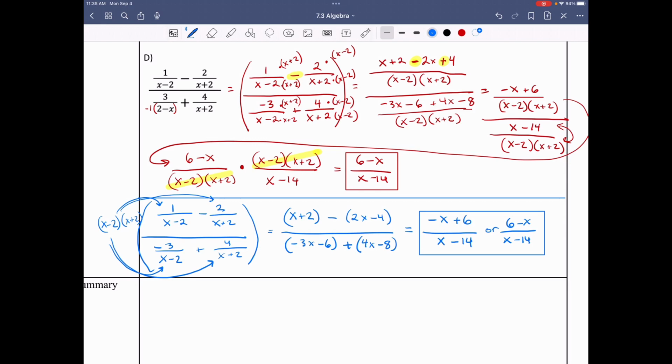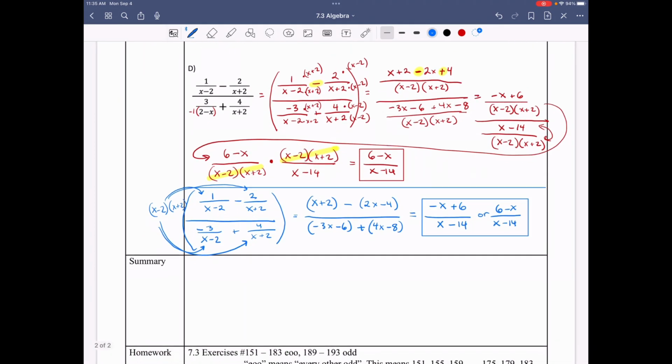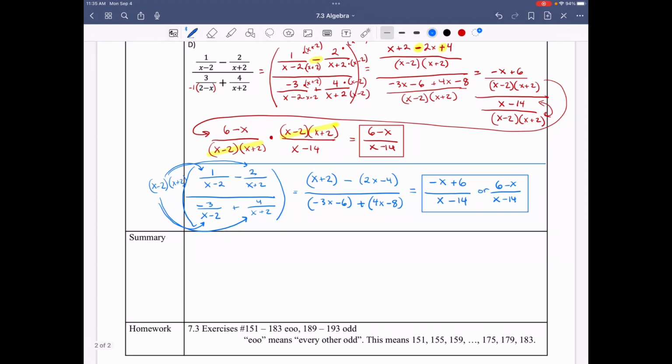All right, that was a lot because I did both methods. When you're doing your work, you can choose which method you prefer. Go ahead and think about something you learned today, write that in your summary, and then we'll have time to start our homework.